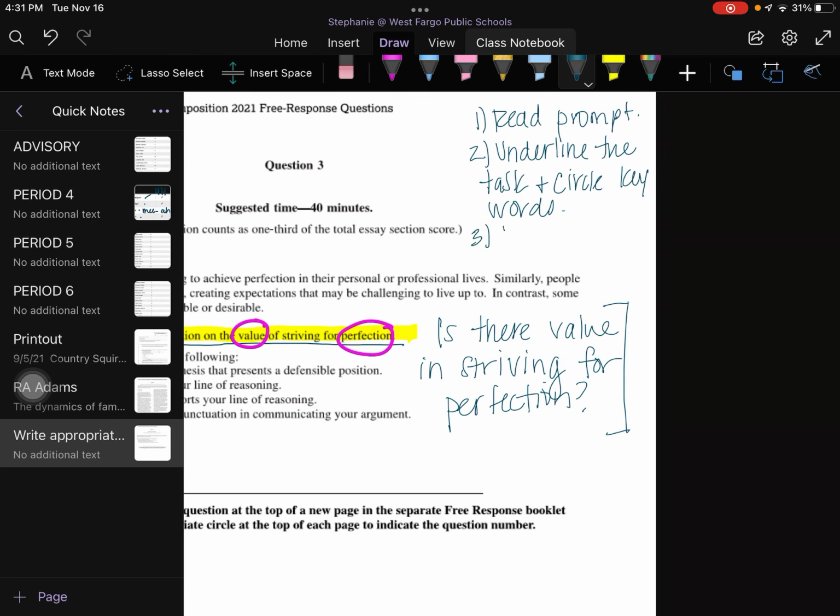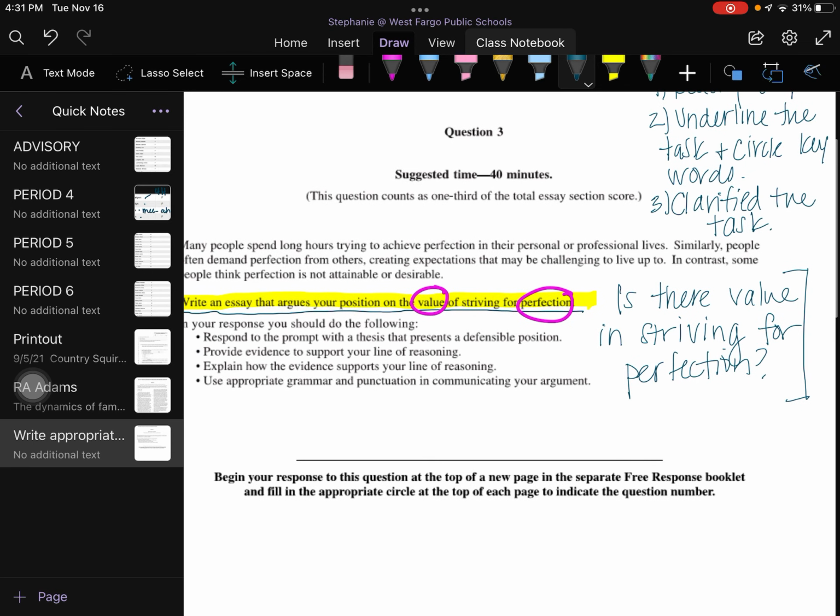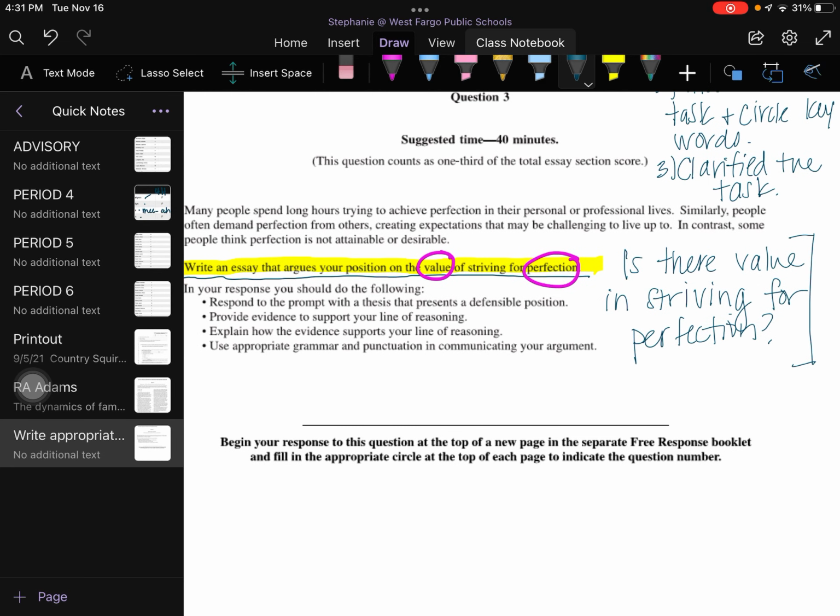The next thing I did was clarify the task to make sure I knew what I was doing, right? With the question, oops. That's the process of picking out a task, narrowing it down, and making sure that I'm going to answer the right thing. Because the next step is to come up with my opinion. If I were to give my opinion, this task can go two ways. You either think there is value in striving for perfection, or you think there isn't value in striving for perfection. You might also qualify it and say, it's good to strive for perfection, but it has limits. So that's the argument I'm going to make.